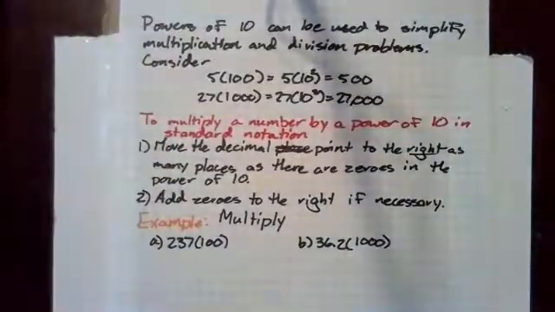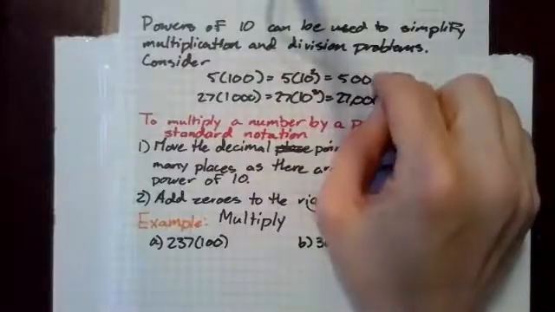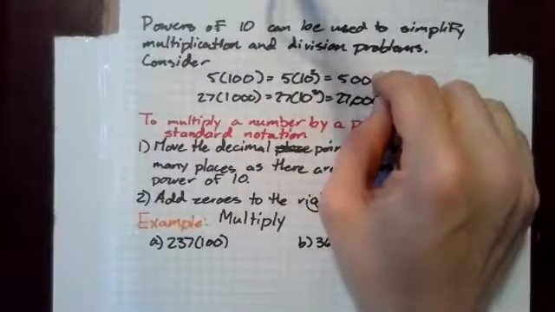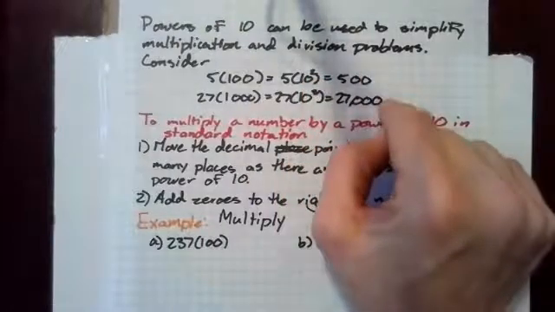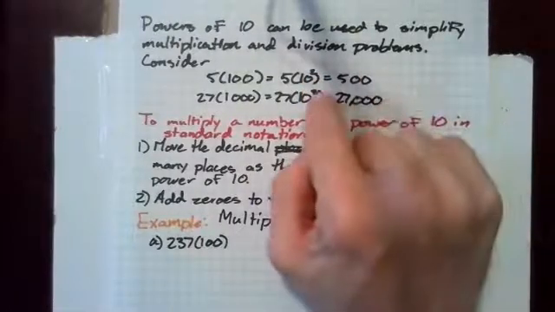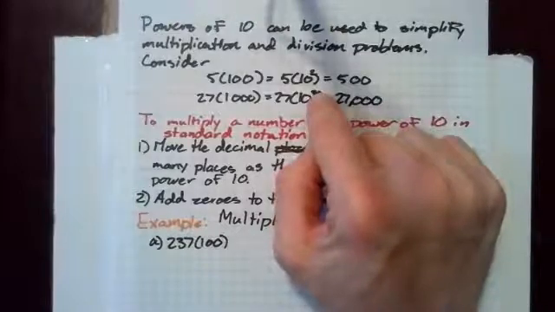Powers of 10 can be used to simplify multiplication and division problems. Consider 5 times 100 is 5 times 10 squared, which is 500. And 27 times 1,000 is 27 times 10 cubed, which is 27,000. Notice in 500, there are 2 zeros, and this is 5 times 10 to the 2nd power. In 27,000, there are 3 zeros. This is 27 times 10 to the 3rd power.